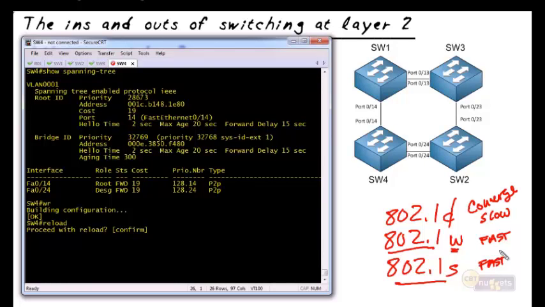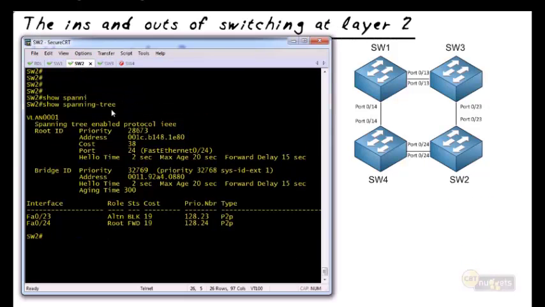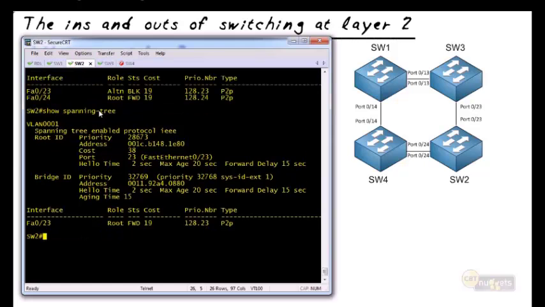So if we go back to switch 2 and we say show spanning tree again, now it says sure, no problem. So I'm going to be forwarding on port FA0/23, because there's no options on FA0/24. I'm not getting BPDUs from switch 4. Nothing's happening there. So my only option is FA0/23.